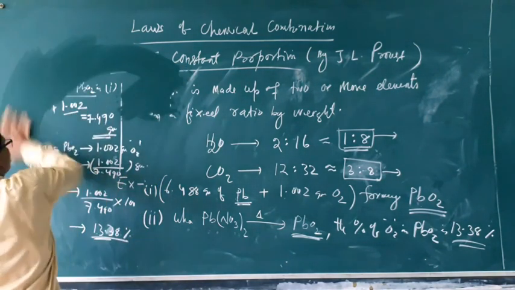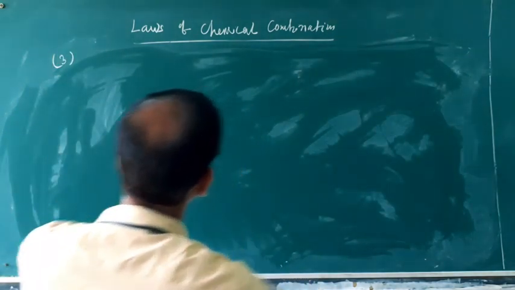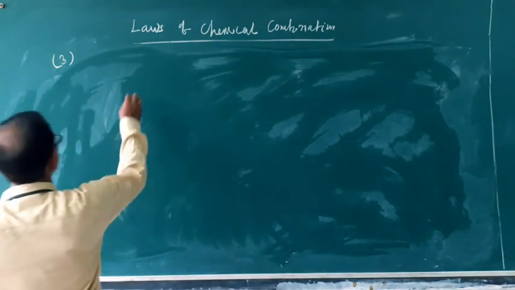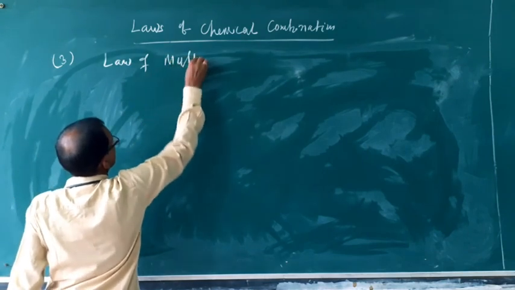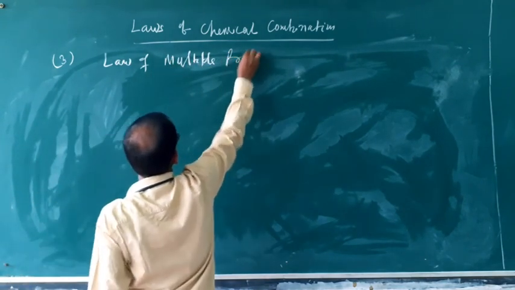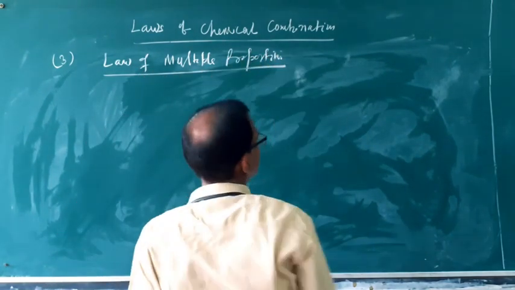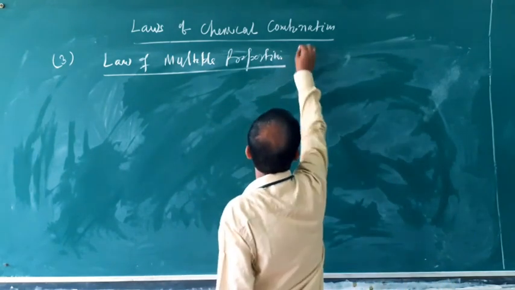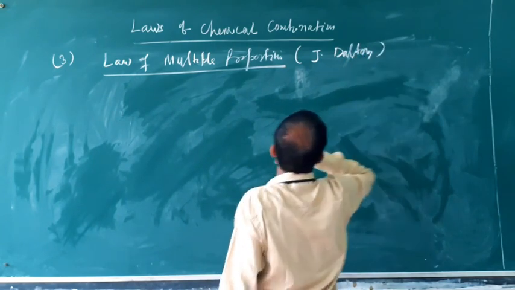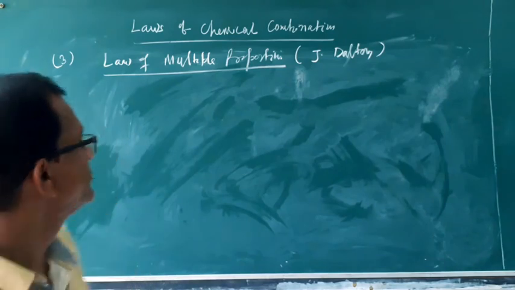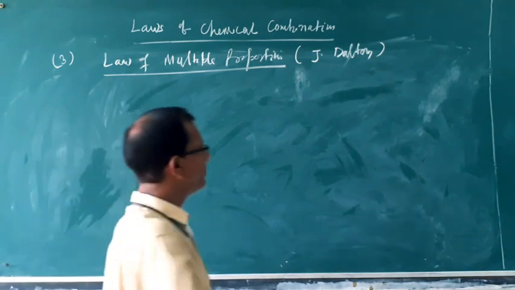Then the third law is the law of multiple proportion. This law was stated by John Dalton. What is the statement of this law? What is the principle behind this law?